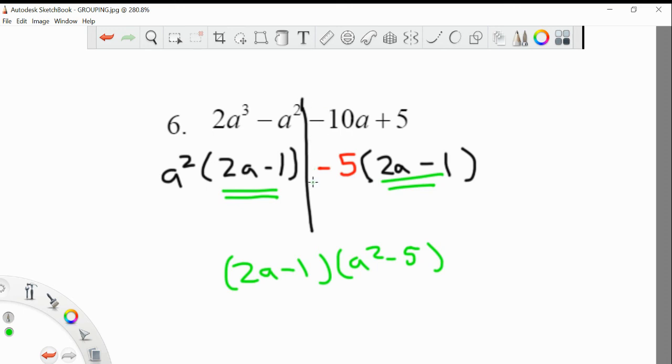If you have 4 things, split it, GCF, GCF, make sure they match, finish the question.